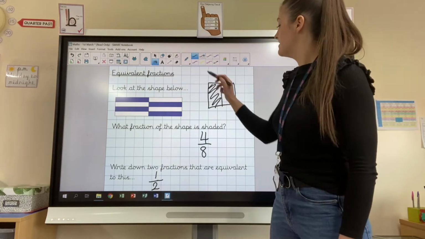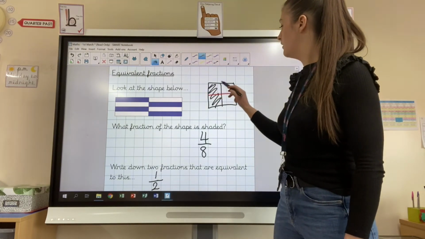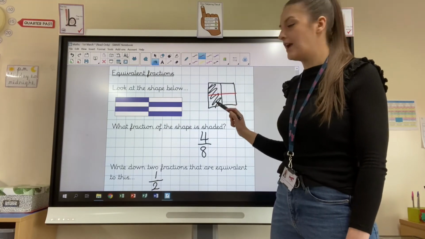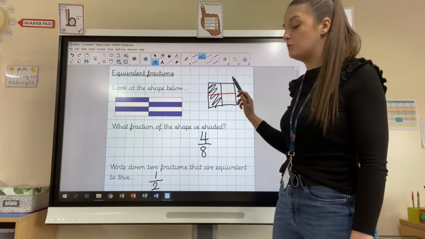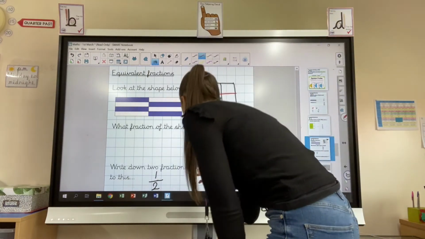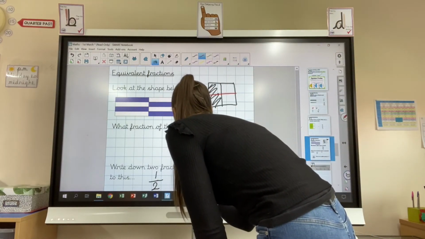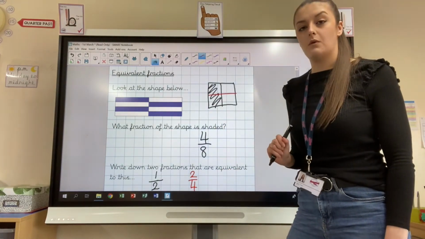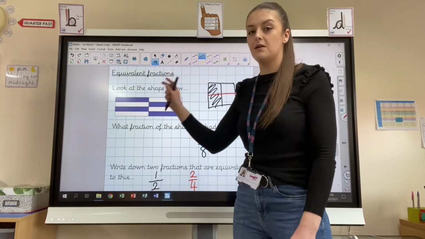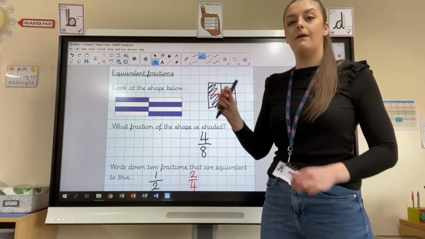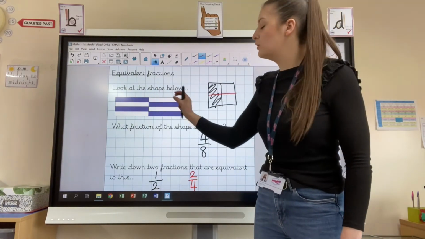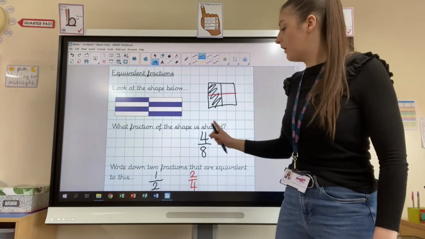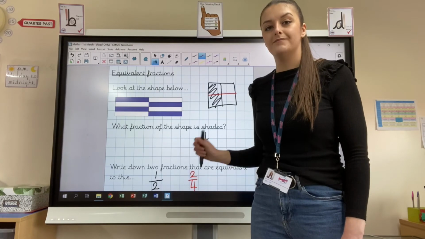If I were to split it into quarters, 1, 2, 3, 4, how many parts of those quarters have been shaded in? 1, 2. 2 out of 4. So another fraction that's equivalent to 4/8 is 2 quarters, okay? So really look at your shape and really understand it, and play around, visualising and moving those shaded parts so you can really understand what the equivalent fractions are.